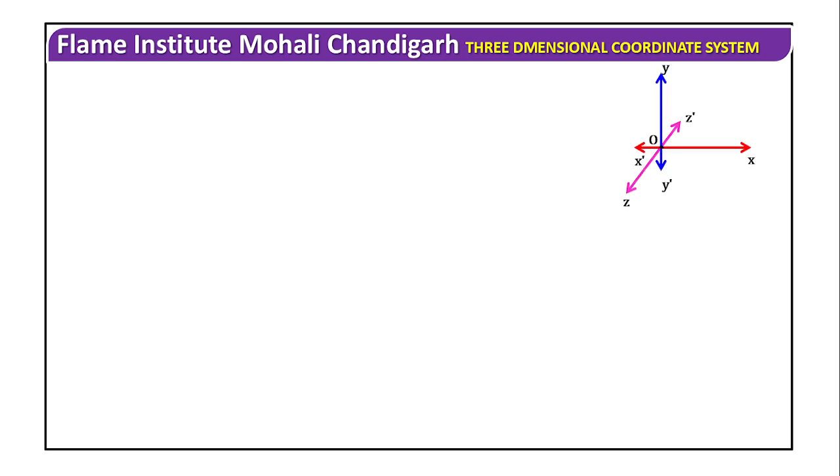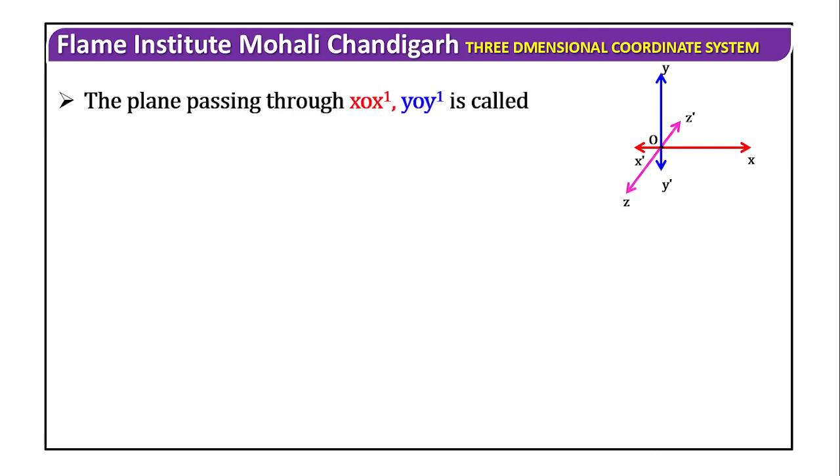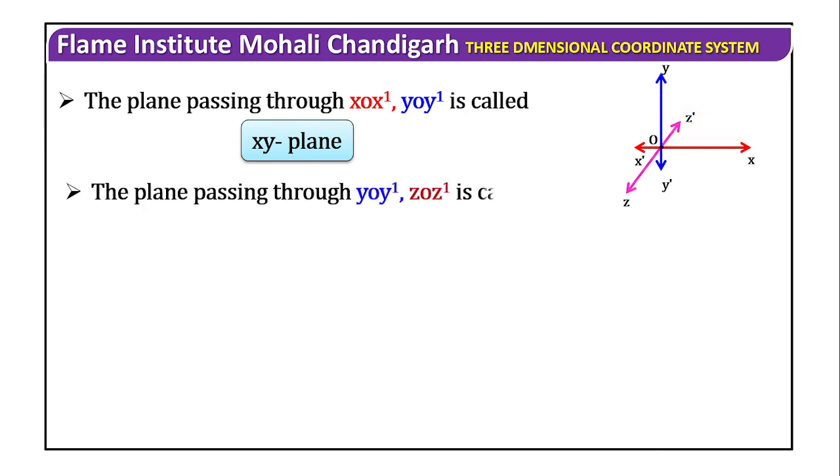Now let's see this plane, the plane passing through xox dash and yoy dash. This plane is known as the xy plane, that is this one.